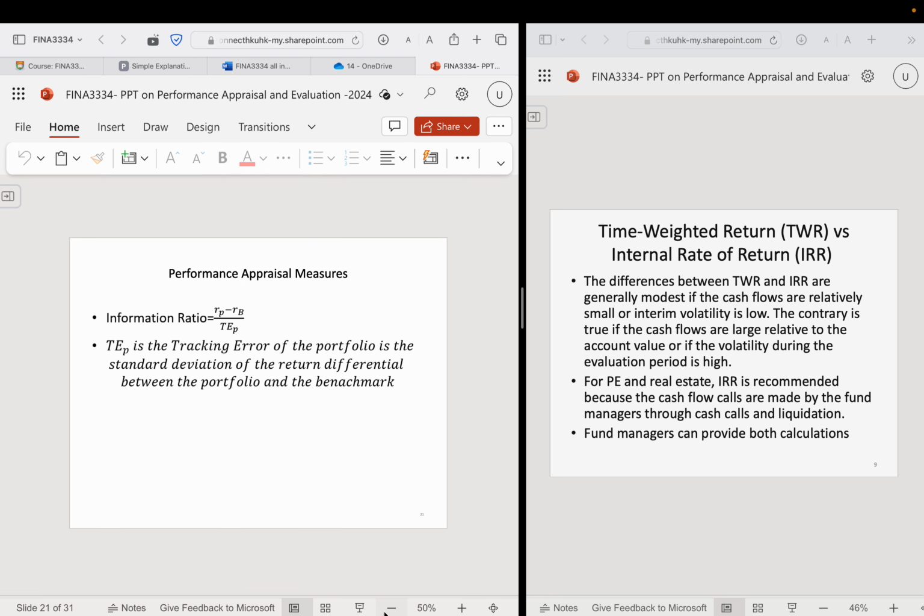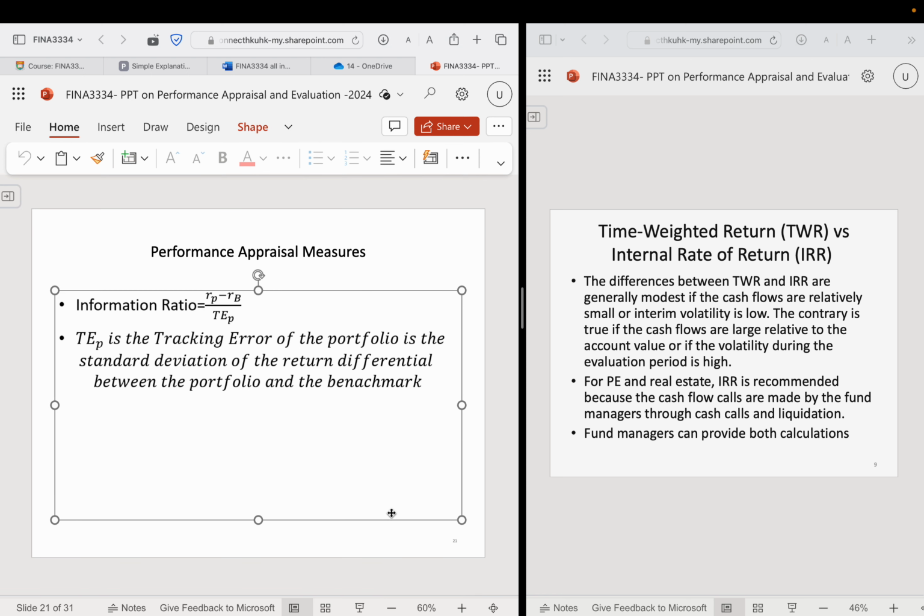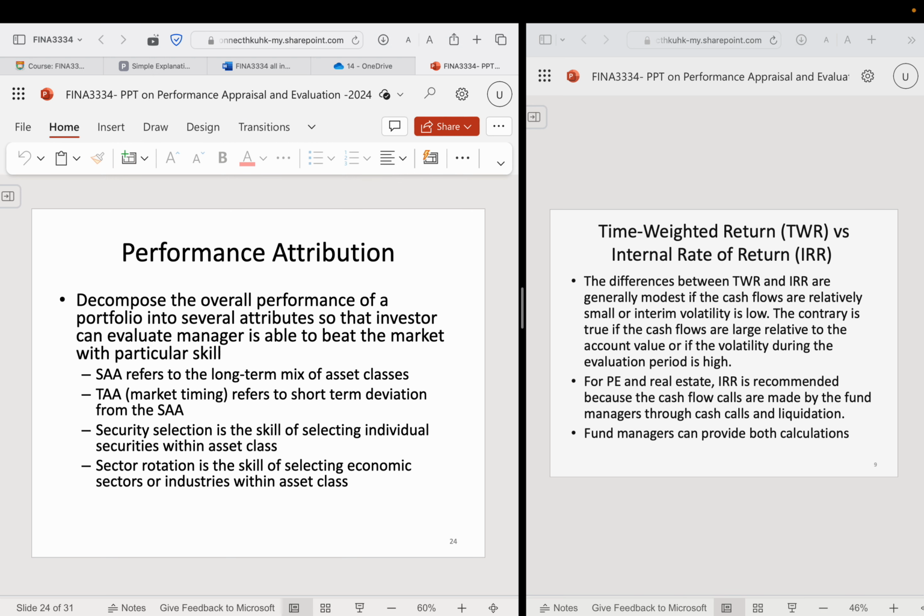So what does decompose mean? We would like to decompose the overall performance of a portfolio into several attributes, so that the investor can evaluate whether the manager is able to beat the market with a particular skill.